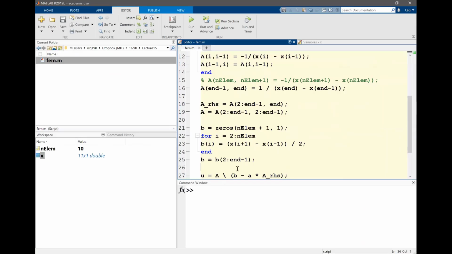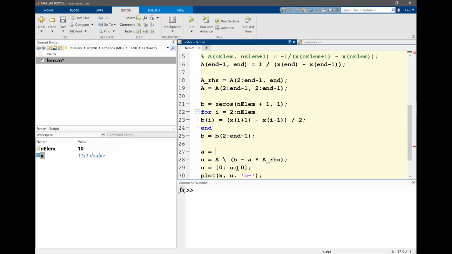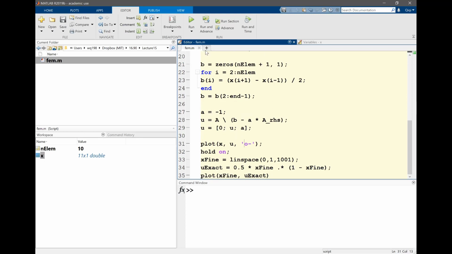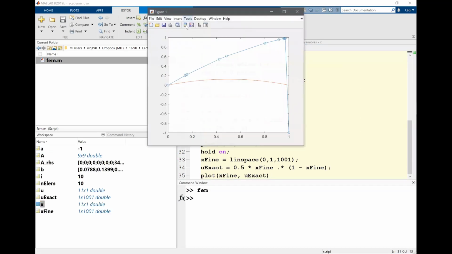So let's actually set a boundary condition. For example, let's set something, let's say, how about -1? All right. And let's see how it goes. So, after I solve for the u's, remember, I still need to enforce my boundary condition. So let me put A here. My left boundary condition is 0, right boundary condition is A, and let's plot it. All right. My analytical solution is going to be wrong, but let's run it anyway to see what we get.